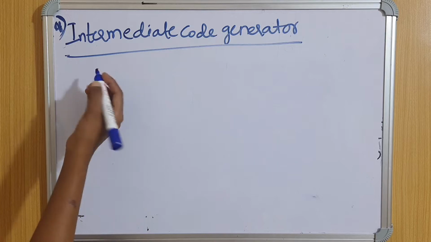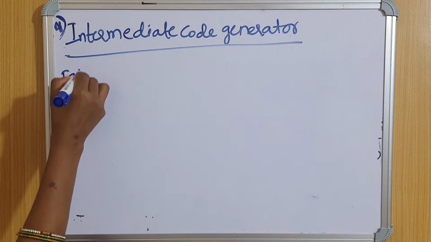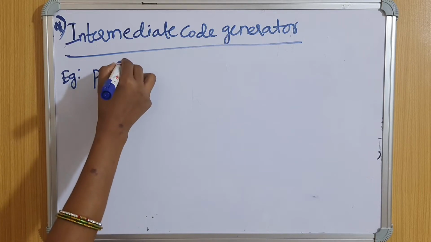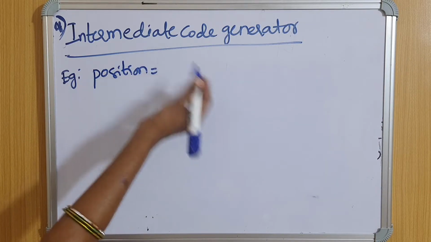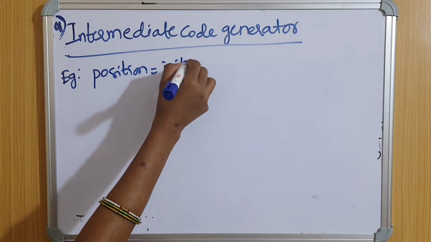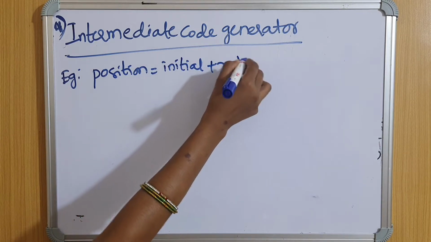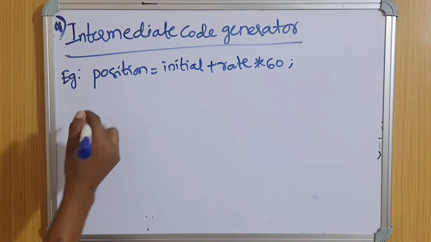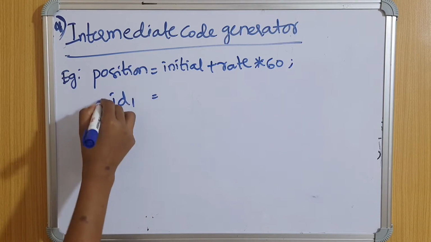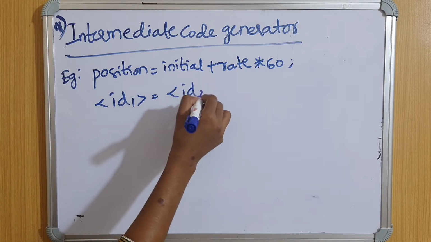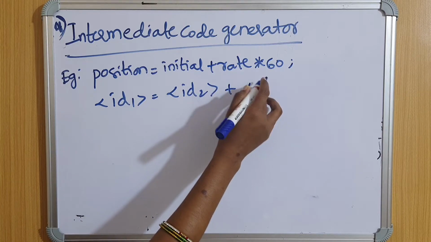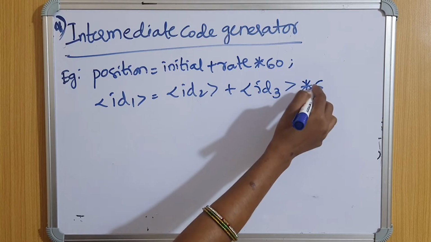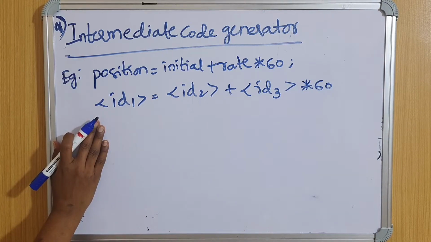Now coming to the intermediate code generator. For example, the example that we considered previously, that only we will take here. That is position equals to initial plus rate into 60. So this is our example. The outcome of the lexical analyzer is id1 equals id2 plus id3 into 60, and this is the outcome of the lexical analyzer.